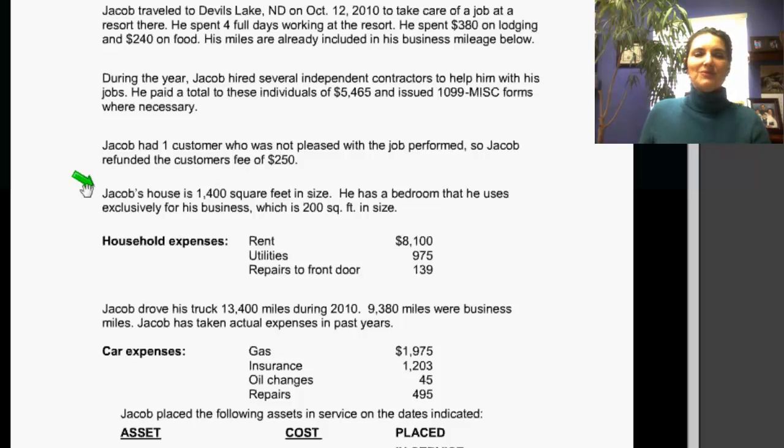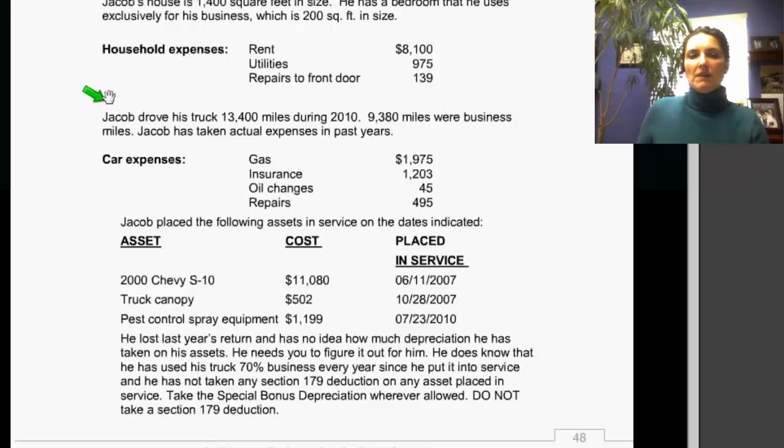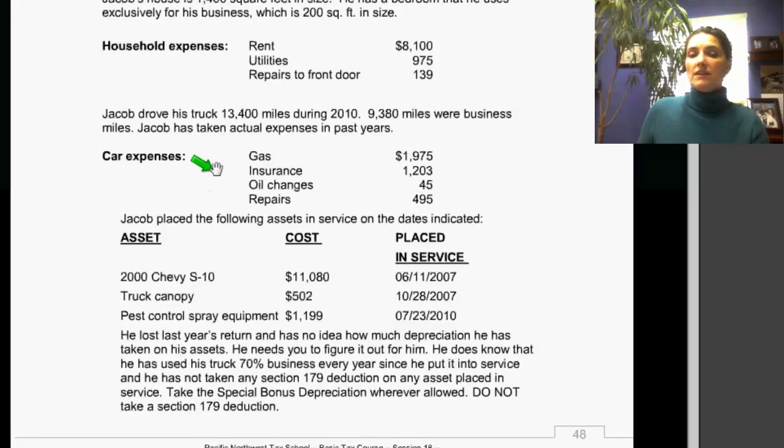Jacob's house is 1,400 square feet in size, and he has a bedroom that he uses exclusively for his business, which is 200 square feet in size. These are the expenses for office use of home. And during the year, he drove his truck 13,400 miles, 9,380 were business miles, and he has taken actual expenses in the earlier years. Here is the amount he paid for his auto expenses. Jacob placed the following assets in service during the year. We have a 2010 S10 Chevy, a truck canopy, and pest control spray equipment.